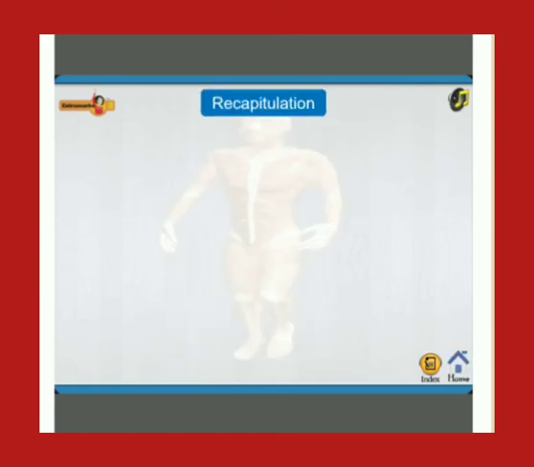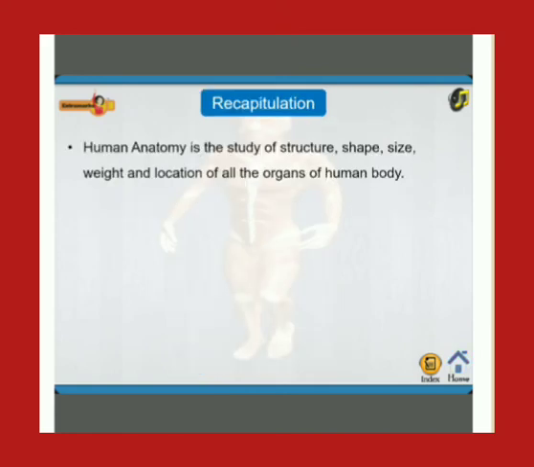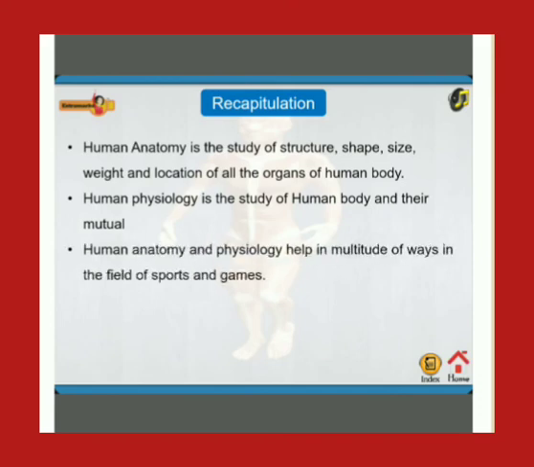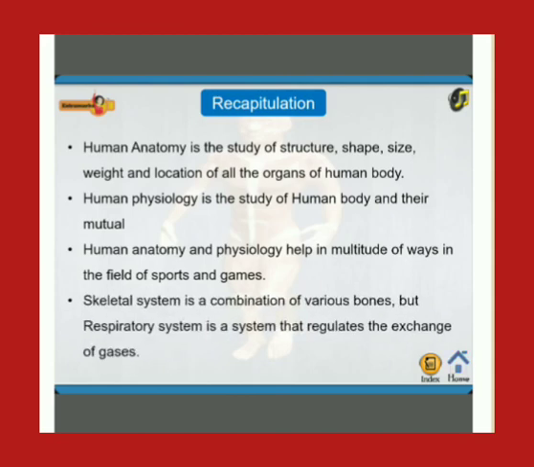In this chapter: human anatomy is the study of structure, shape, size, weight, and location of all the organs of the human body. Human physiology is the study of the functions of the human body, and they are mutual. Human anatomy and physiology help in a multitude of ways in the field of sports and games. Skeletal system is a combination of various bones, but respiratory system is a system that regulates the exchange of gases.